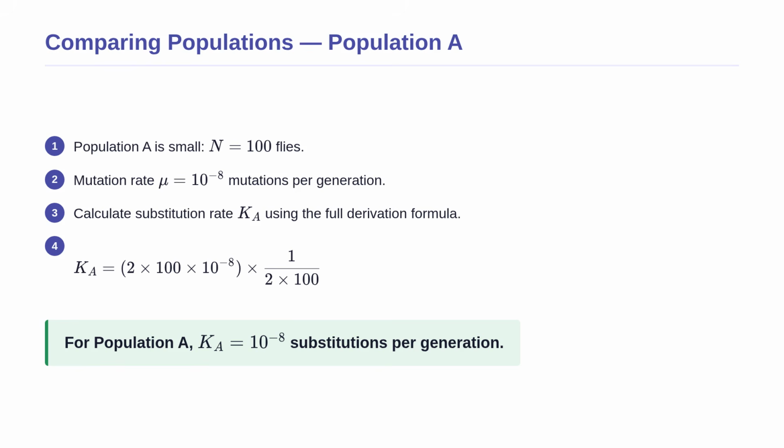We plug in 100 for n and 10^-8 for mu. Because this is a very small population, it produces very few new mutations. However, each mutation has a relatively high chance of taking over because there are fewer competing alleles. The 100 terms cancel out, giving a final answer of 10^-8.